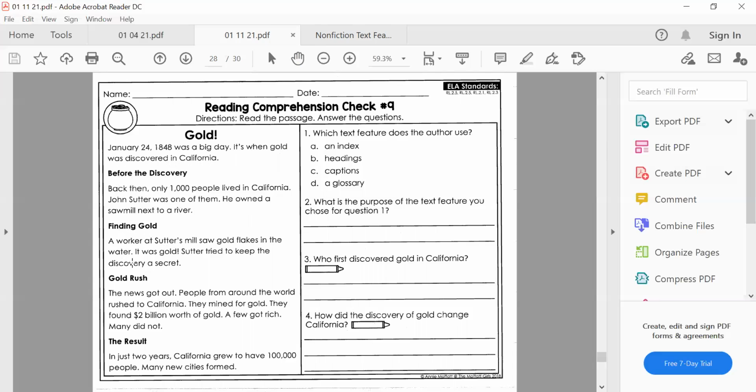Finding gold. A worker at Sutter's mill saw gold flakes in the water. It was gold. Sutter tried to keep the discovery a secret. Gold rush. The news got out. People from around the world rushed to California. They mined for gold. They found $2 billion worth of gold. A few got rich. Many did not. The result. In just 2 years, California grew to have 100,000 people. Many new cities formed.